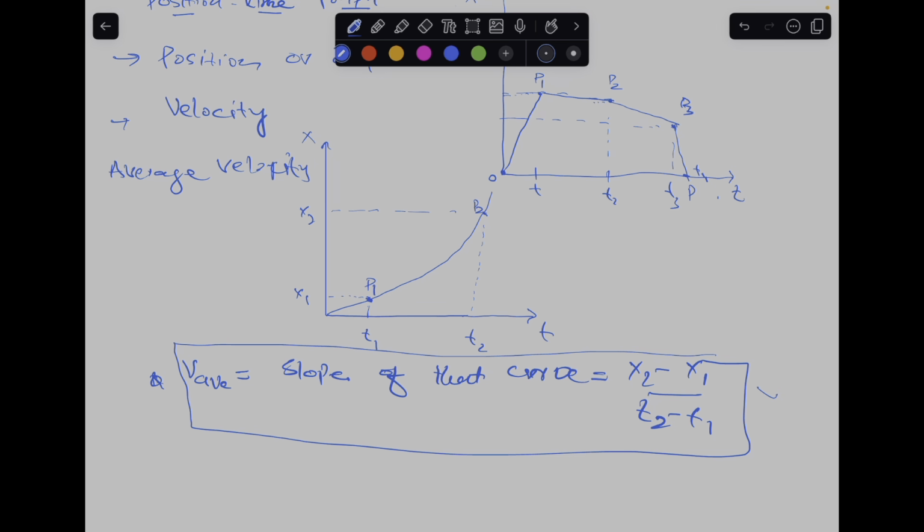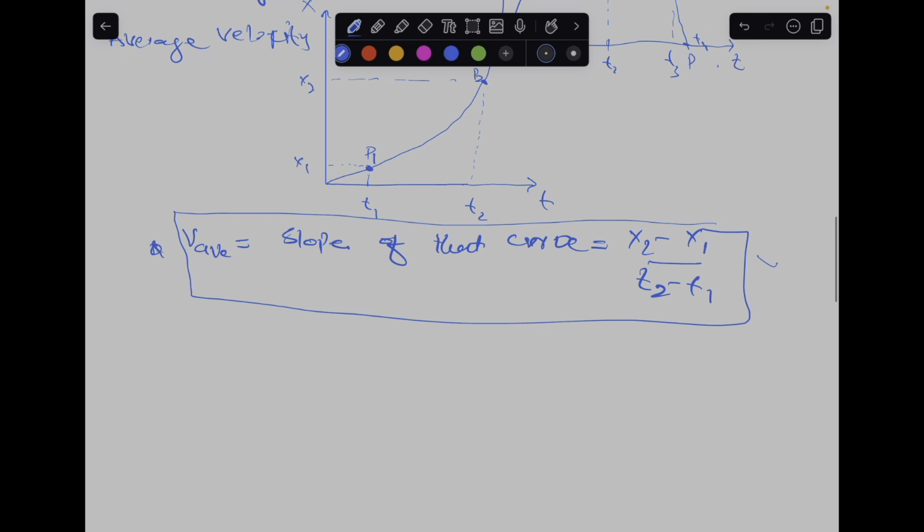But if we wanted to find the velocity at every instant of time, your velocity will become instantaneous velocity.